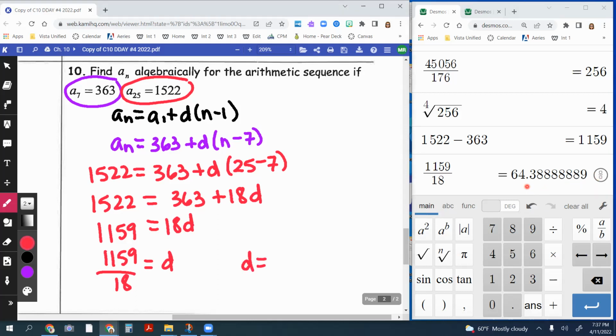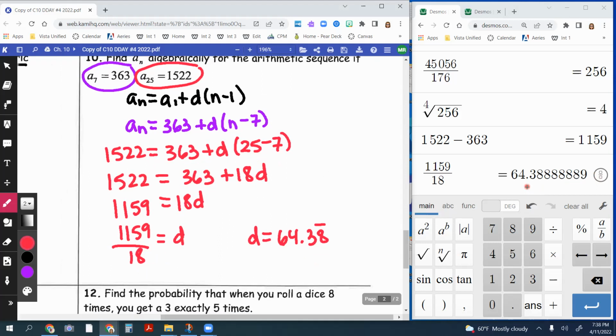you can think of it as 64.38, where the 8 is repeating. Okay, either one of those. Now they want an equation. It's going to be kind of an ugly equation, but it's going to be a sub n is equal to 363. Let's say I do the decimal, so plus 64.38 repeating times n minus 7, because that's our 7th term.